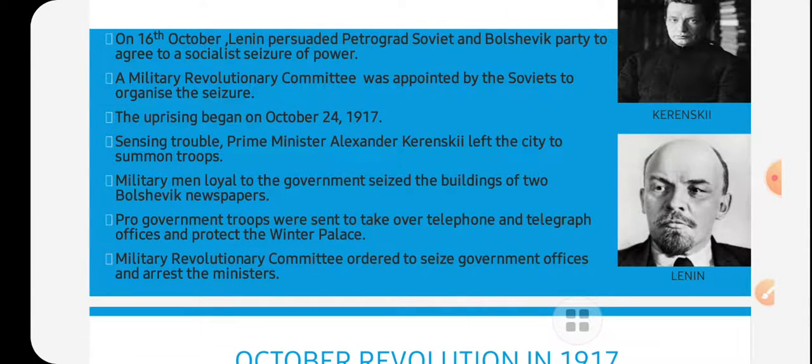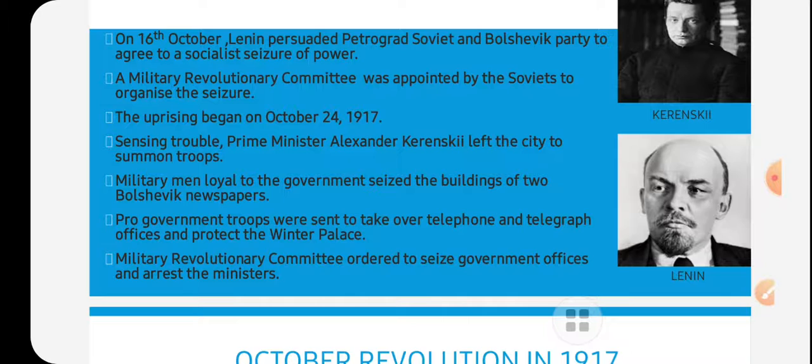Sensing trouble, Prime Minister Alexander Kerensky left the city to summon the troops, and military men loyal to the government seized the building of two Bolshevik newspapers. The pro-government troops were sent to take over the telephone and telegraph offices and to protect the Winter Palace. Military revolutionary committees ordered to seize government offices and arrest the ministers.